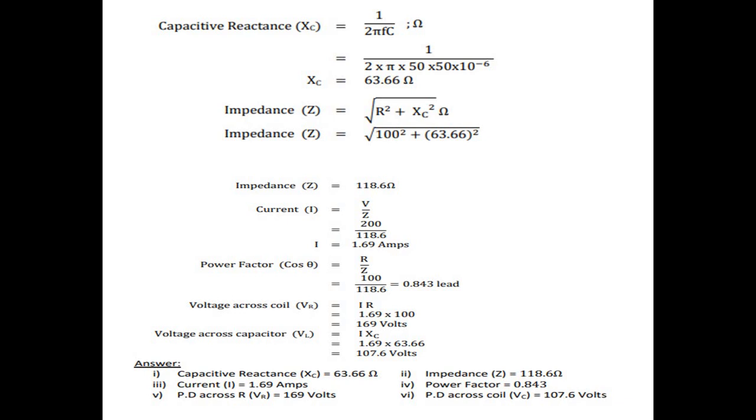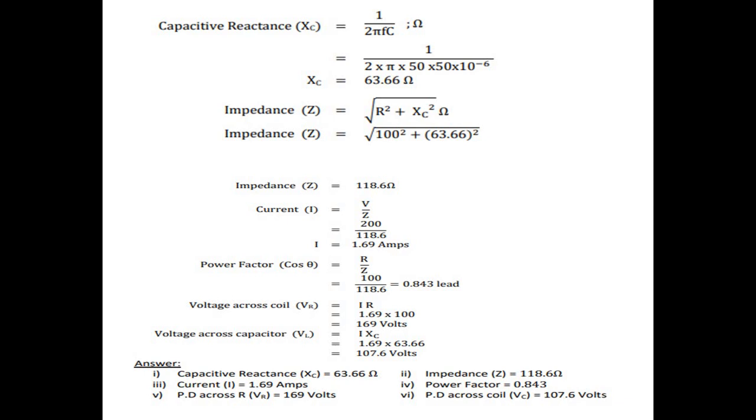63.66 ohm. Impedance Z is equal to root of R squared plus XC squared. Z is equal to root of R, 100 squared plus capacitive reactance 63.66 squared. Here the impedance value is 118.6 ohm. Current in AC circuit, current I is equal to V by Z. It is equal to 200 volt supply voltage divided by impedance value 118.6, and current I is equal to 1.69 amps.